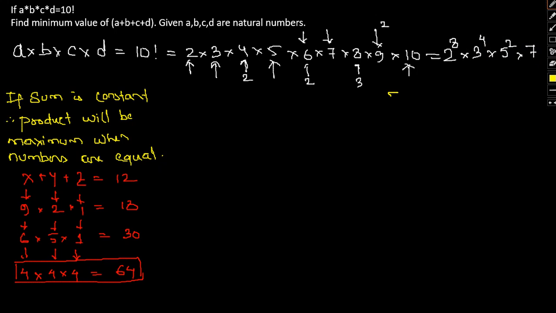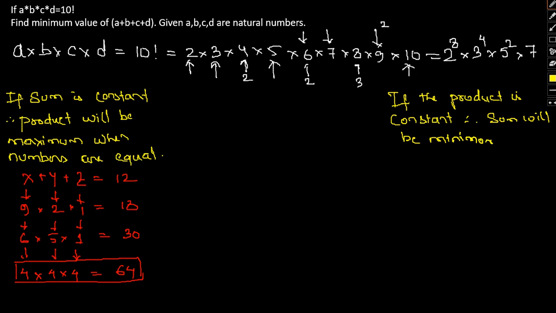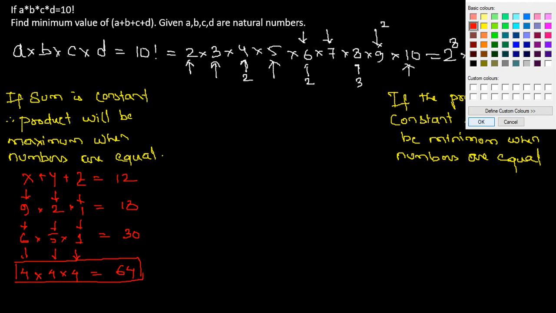If the product is constant, therefore sum will be minimum when numbers are equal. And we will be using this particular concept towards solving this example. Let me give you an example of the same as well.